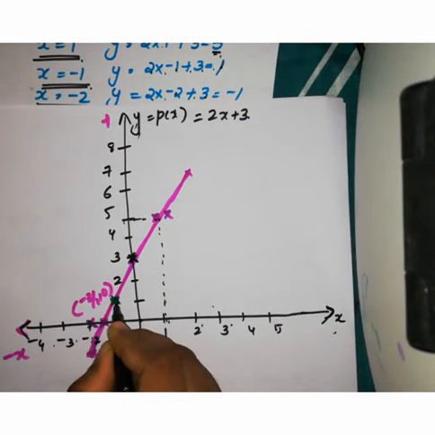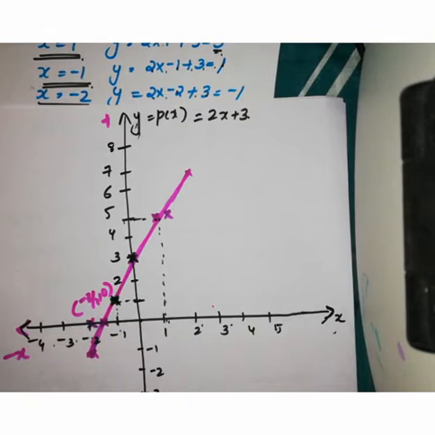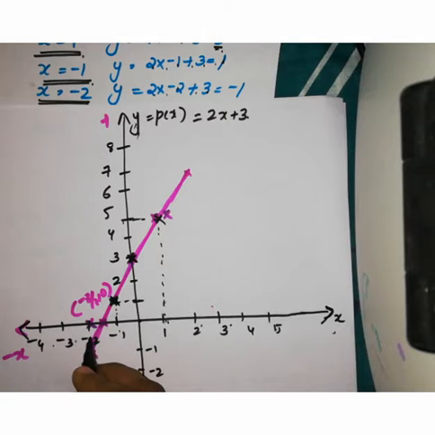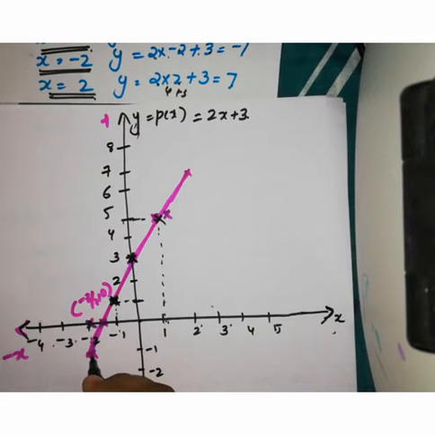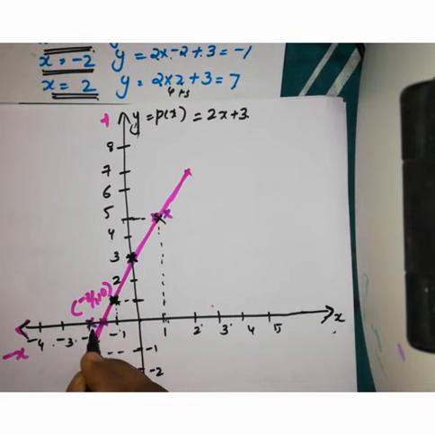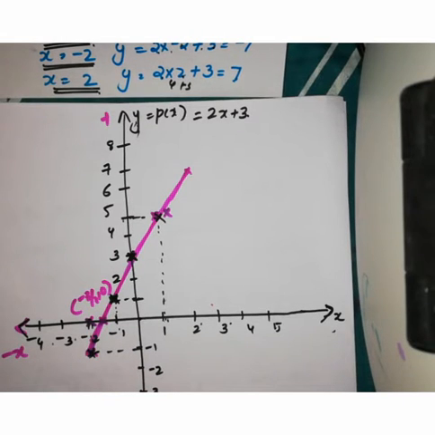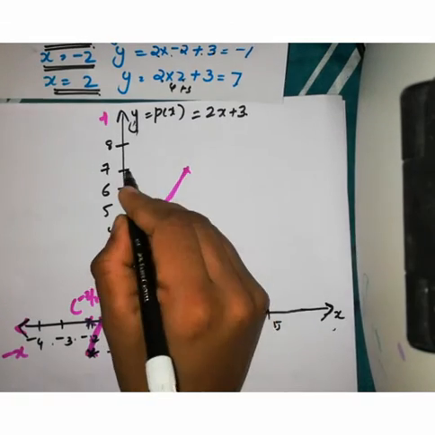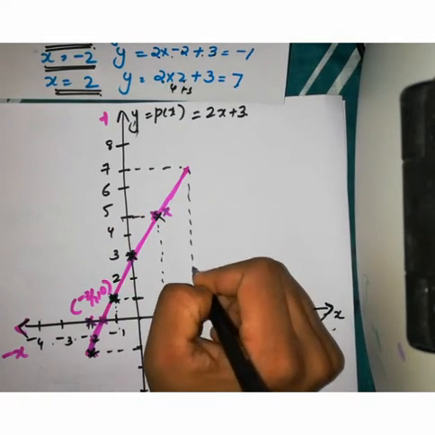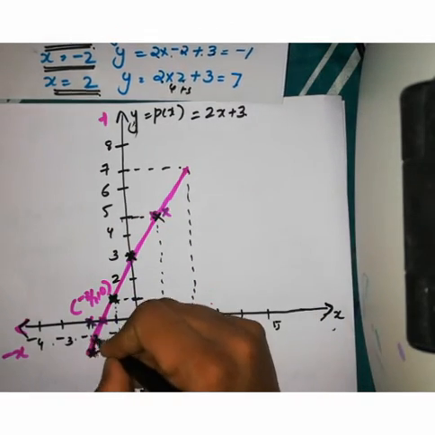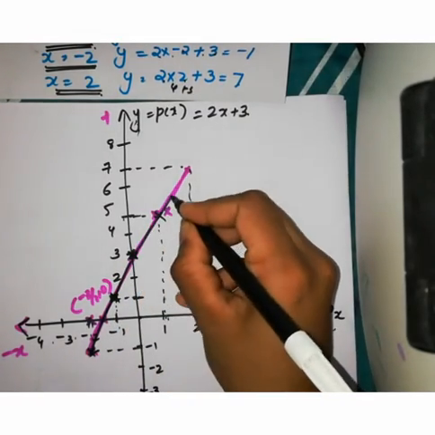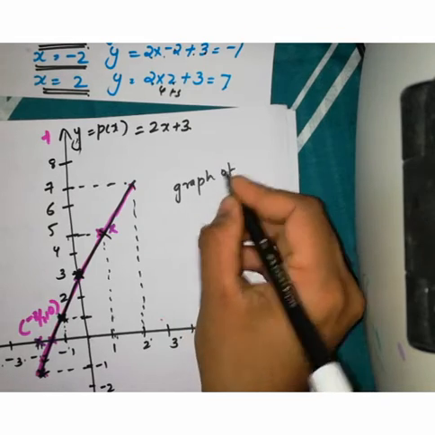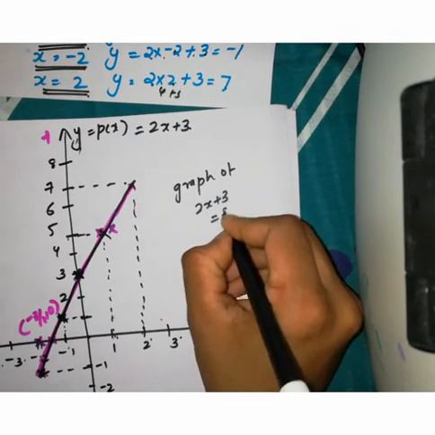So this is another point. This is one point. For x is equal to minus 2, what is the value? That is minus 1. Again I got a point. x is equal to 2, what is the value? x equal to 2, 7. So this is 7. Okay, just join all these points. We got a straight line. So the graph of 2x plus 3 is a straight line.